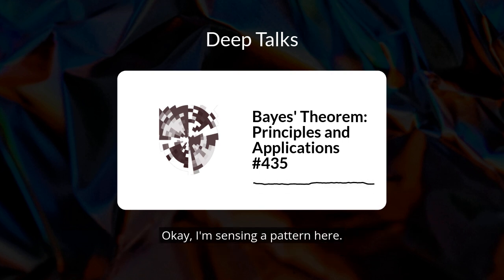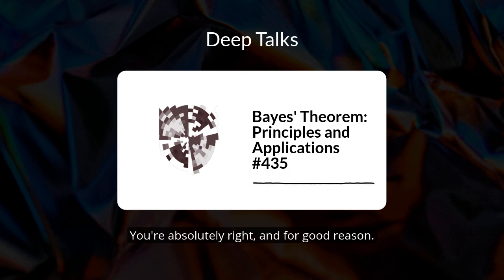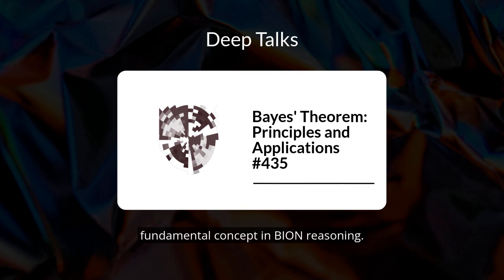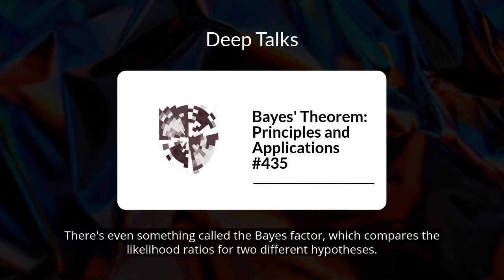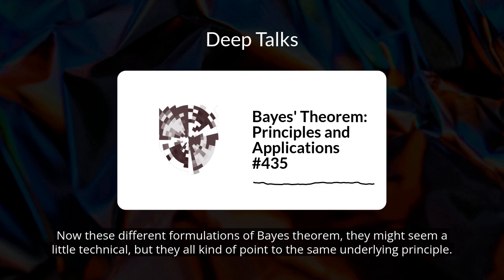Okay, I'm sensing a pattern here. It seems like likelihood is a key concept in all of these variations. Yeah, you're absolutely right, and for good reason. The likelihood ratio, which measures how much more likely the evidence is if the hypothesis is true compared to if it's false, is a really fundamental concept in Bayesian reasoning. There's even something called the Bayes factor, which compares the likelihood ratios for two different hypotheses. So it's like a head-to-head comparison of how well each hypothesis explains the evidence. Exactly. Now, these different formulations of Bayes' theorem might seem a little technical, but they all point to the same underlying principle.